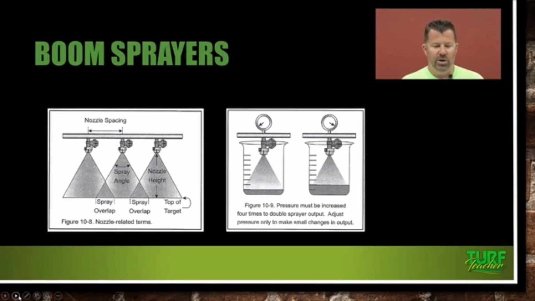Pressure must be increased 4 times to double sprayer output. Adjust the pressure only to make the changes in output. And that gets a little tricky, guys, when you calibrate these boom sprayers. So let's just go ahead and talk about calibrating them.